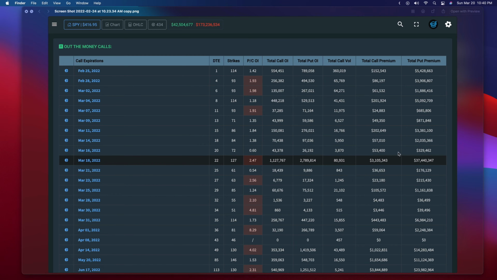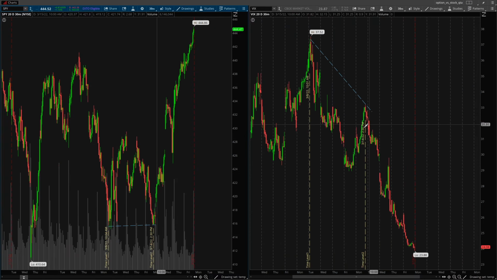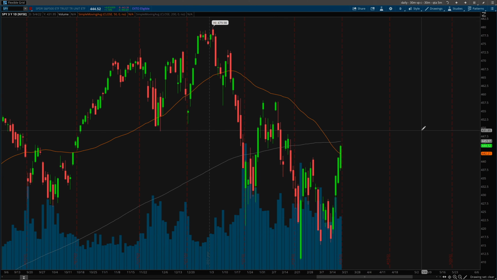In terms of the options market, it was imbalanced. Now, as I minimize that, we come back to the chart. Take note of those days: January 24th, February 24th. The market bounced. The options essentially balanced themselves out.